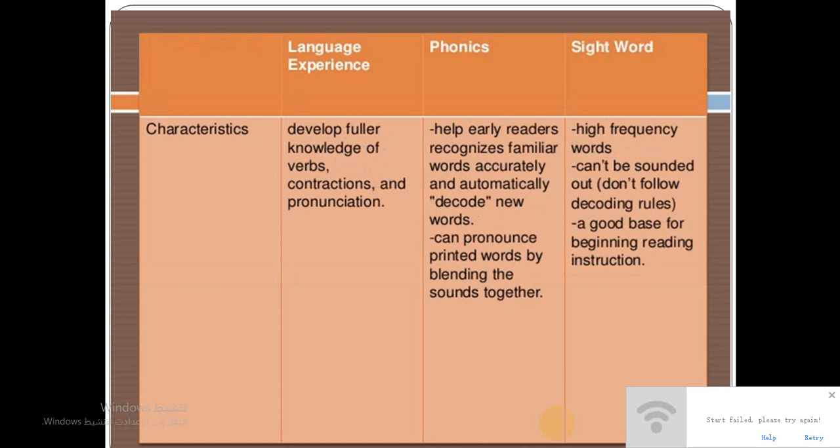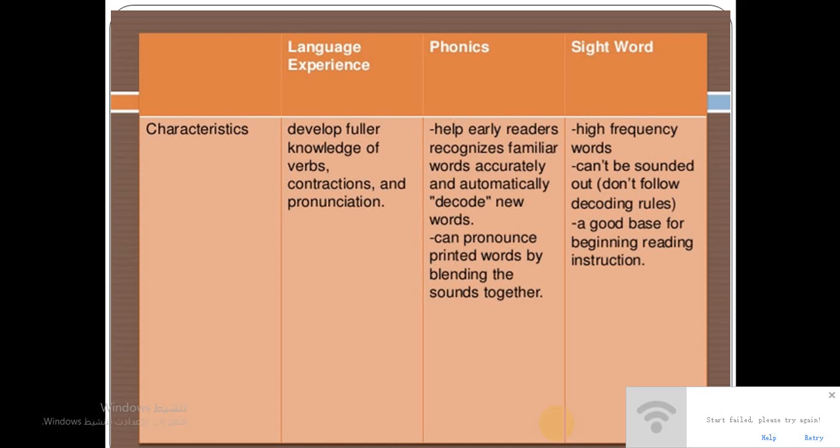Characteristics of these approaches. The language experience approach develops fuller knowledge of verbs, contractions, and pronunciation. The characteristics of the phonics approach is helping early readers recognize familiar words accurately and automatically decode new words. It can pronounce printed words by blending the sounds together.